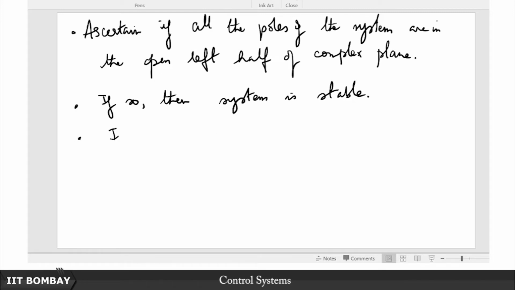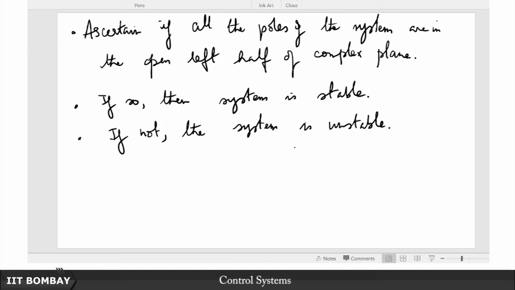Okay. If not, and we frankly do not care if the poles are on the imaginary axis or in the open right half plane, but if not, then we uncritically call the system unstable.